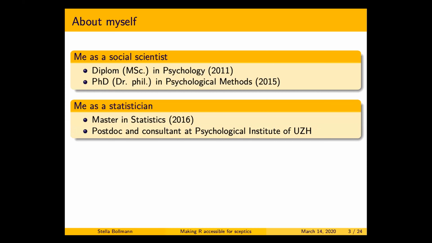So first, I studied psychology, and I also did my PhD in psychology, even though it was a statistics topic. So here I started out using SPSS. And I also got to know R a little bit in this phase. During my PhD, I also studied statistics. I did my master in statistics in 2016. And afterwards, I worked as a postdoc at the University of Zurich, where I mainly worked with statisticians. Well, they at least had all the background in statistics. So this is me as a social scientist and me as a statistician.